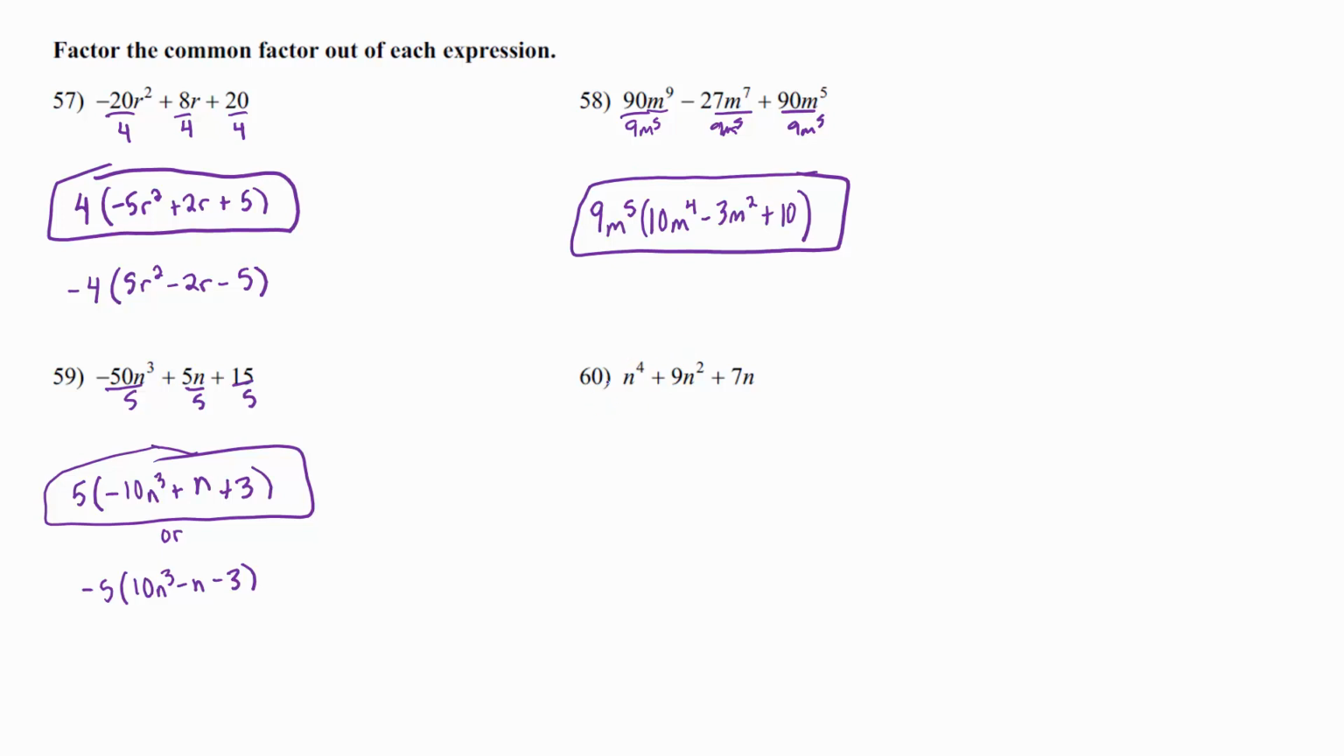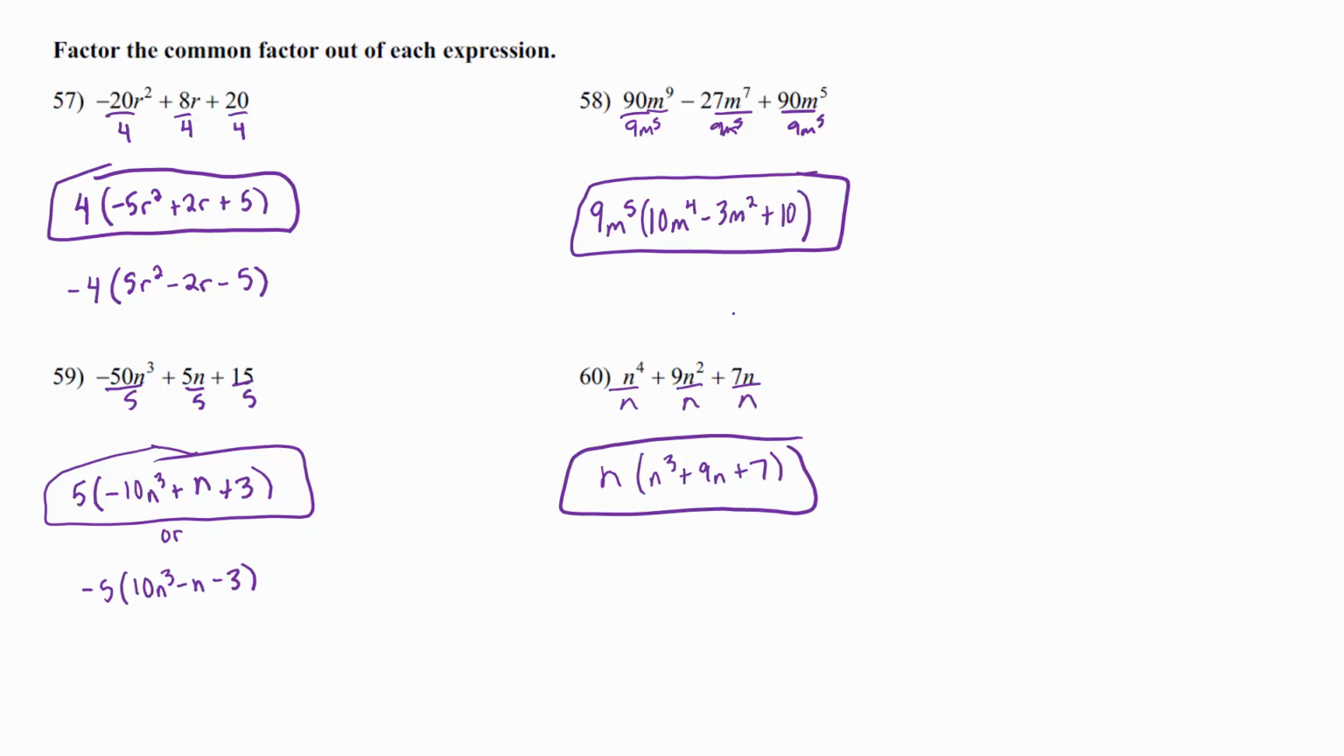So 60, they don't have any numbers in common because n to the 4th doesn't have a number, but they do have an n in common that we can divide by. So that's n cubed plus 9n plus 7. And that would be our answer. So that's the first kind of factoring.